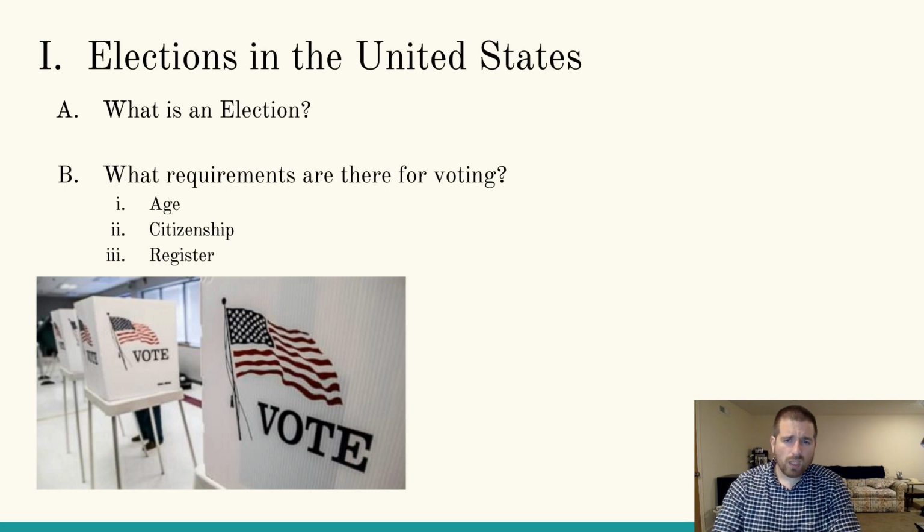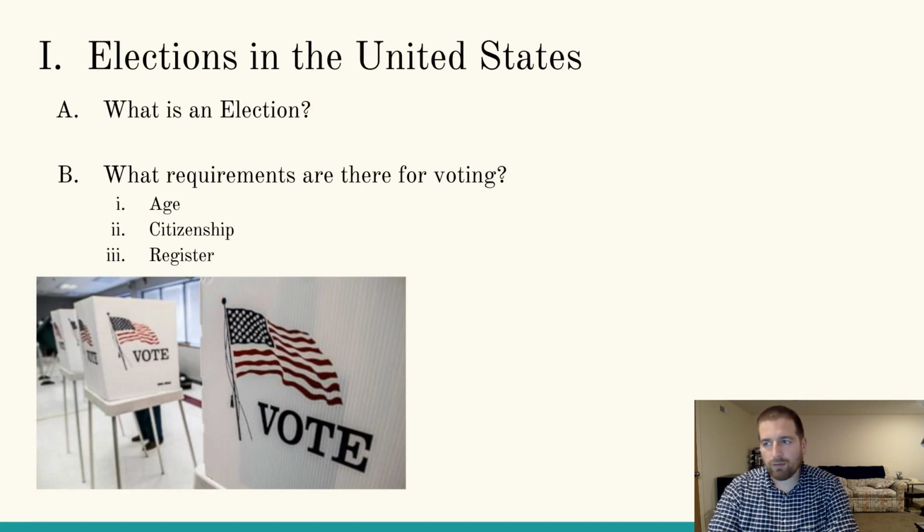So, what are the requirements for voting, specifically in the state of Ohio? First off, you must be 18 years old. That is the minimum age for voting. Citizenship-wise, there are two parts to that. Number one, you must be a U.S. citizen. Number two, you must have lived in Ohio at an Ohio address for the past 30 days.